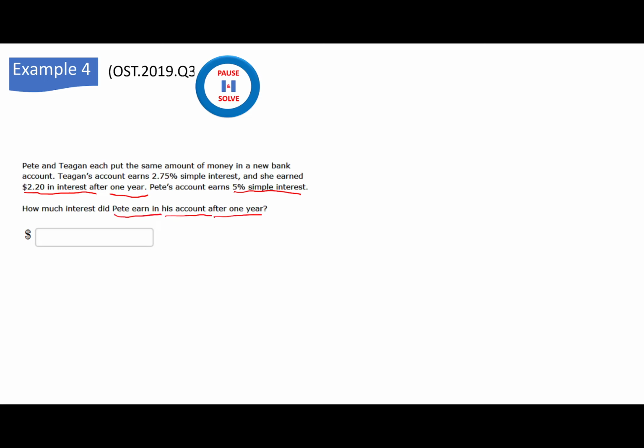In order to know that, you need to know how much Pete invested. And we know at the beginning, both of them put the same amount of money. So I need to know how much that was invested to begin with. So let's start with Tigan.